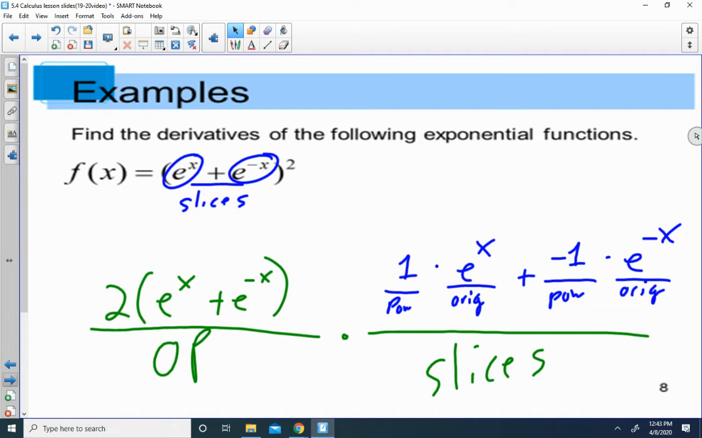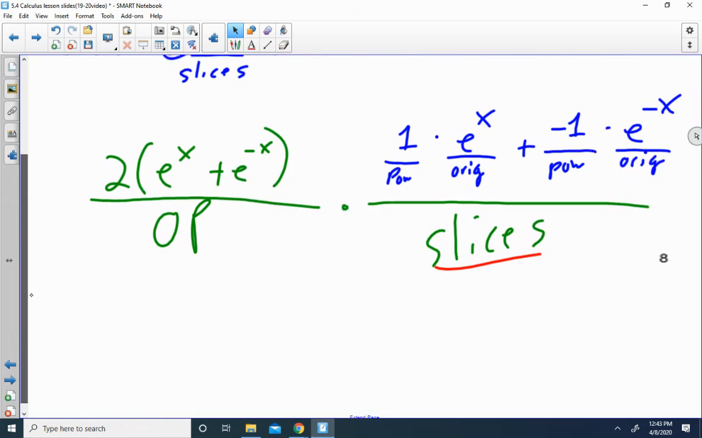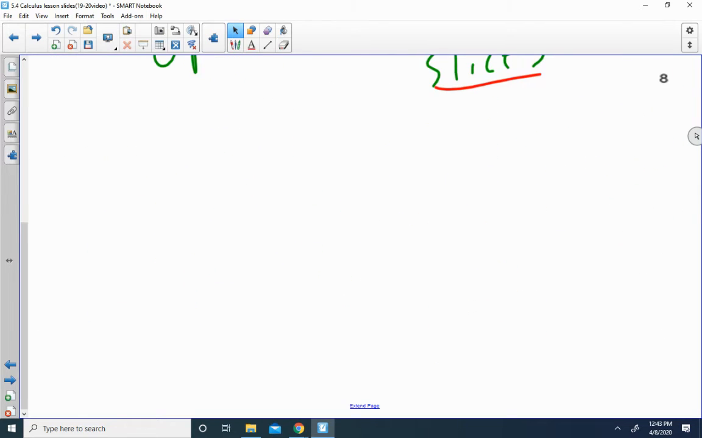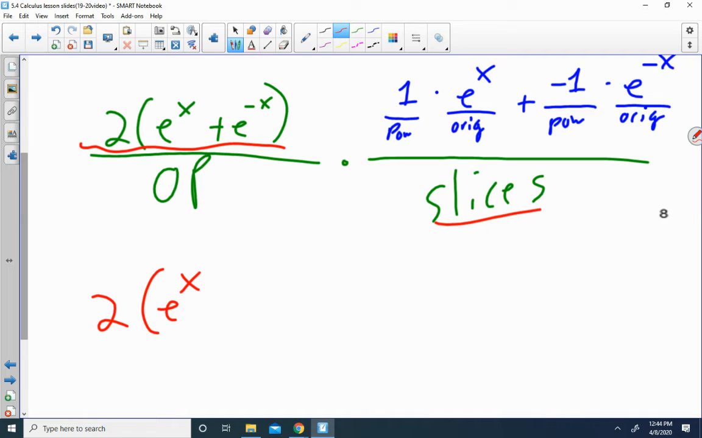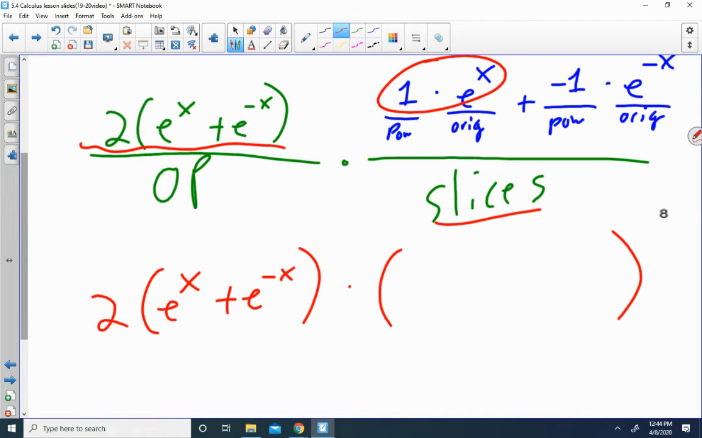Whew, oh boy. So just doing all of that was the slices. That was the whole derivative of the slices part. So now it's up to us to simplify. For the first part, we still got 2 times e to the x plus e to the negative x. And then we're going to multiply that by the slices. First, we're going to have 1 times e to the x, which is just e to the x.